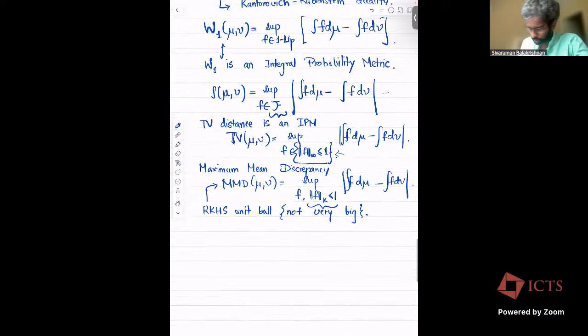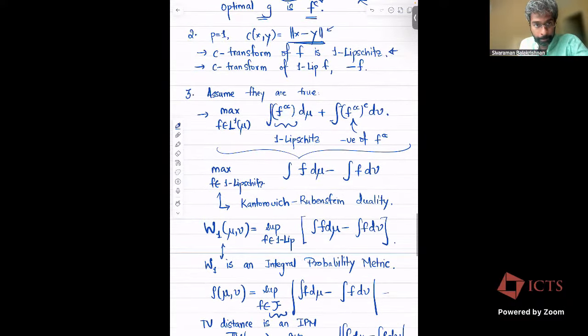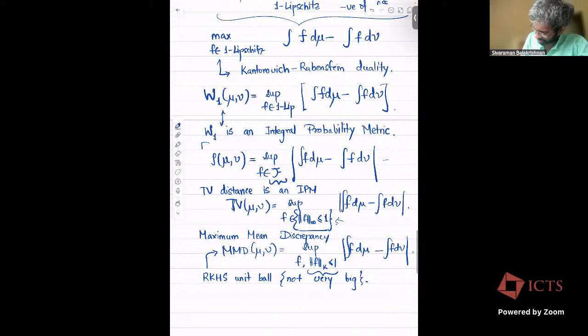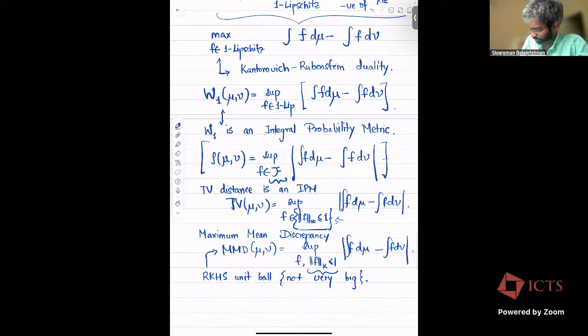Small question: what is an integral probability metric? It's defined here. You just pick your favorite function class, and then I will define a metric, and all of them are called integral probability metrics. They will only really be metrics if that function class is not trivial.